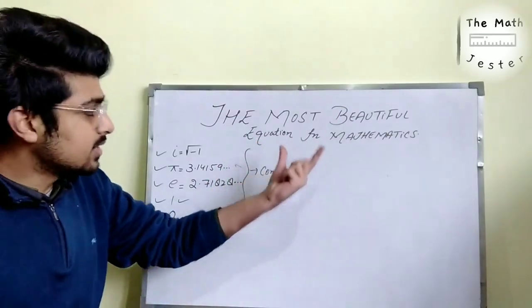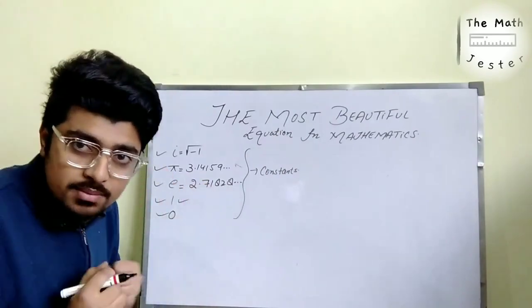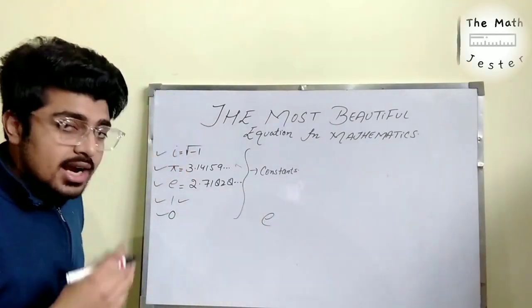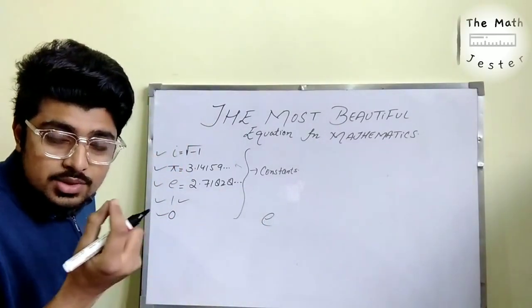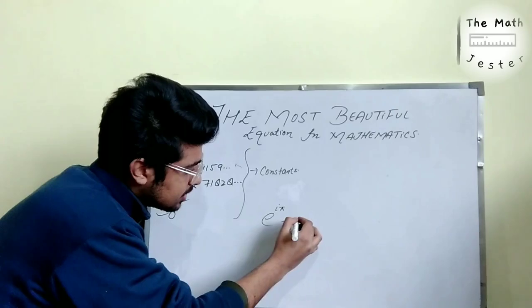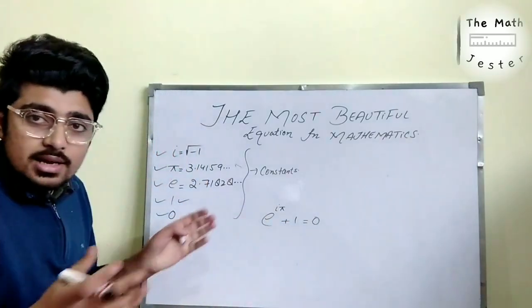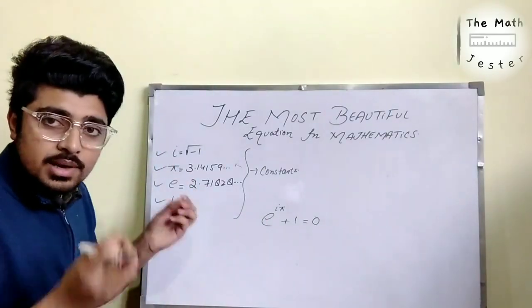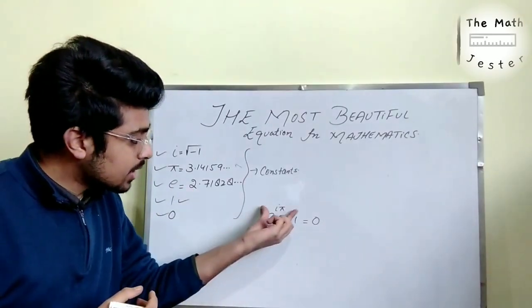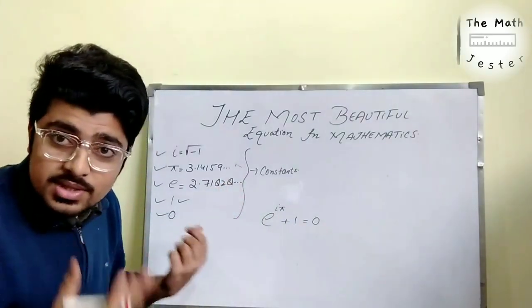Now what Euler said in his most beautiful equation is that if I write here e, and I give it a power of iota times pi, that is iota pi, and I add 1, it is equal to 0. And it is not that I am mixing up these constants on my own. It is a fully proved result that e power of iota pi, if you add 1, gives you the answer 0.